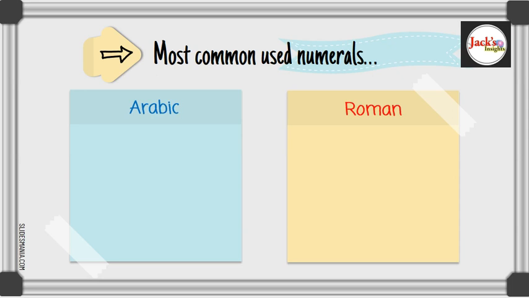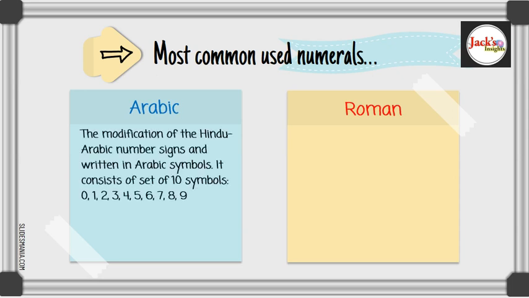Roman numerals. The Arabic numerals are just a modification of the Hindu-Arabic number signs and written in Arabic symbols. It consists of a set of 10 symbols. We have 0, 1, 2, 3, 4, 5, 6, 7, 8, and 9. So for examples, we can use the numerals individually, that is one-digit numbers, and we can use numerals in combination to form two-digit numbers, three-digit numbers, and the like.